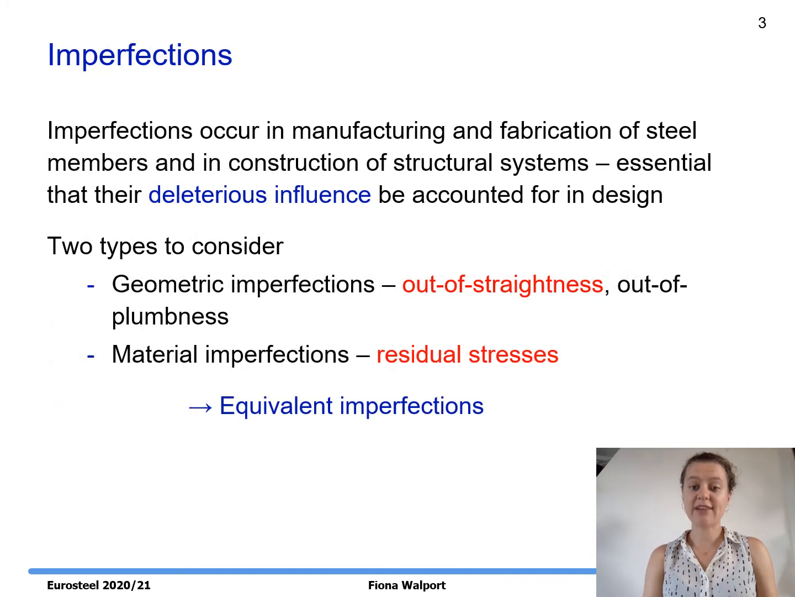So imperfections inherently occur in manufacturing and fabrication of steel members, as well as during construction of structural systems. Therefore, it is essential that they are included in the structural analysis to allow for their influence on the load carrying capacity in design. For frame structures modelled using beam elements, there are two main types of imperfection to consider, and these are geometric out-of-straightness and residual stresses. But modelling residual stresses can present challenges to a designer, and the effects of both of these can instead be considered through the use of equivalent bow imperfections as provided by the Eurocodes.